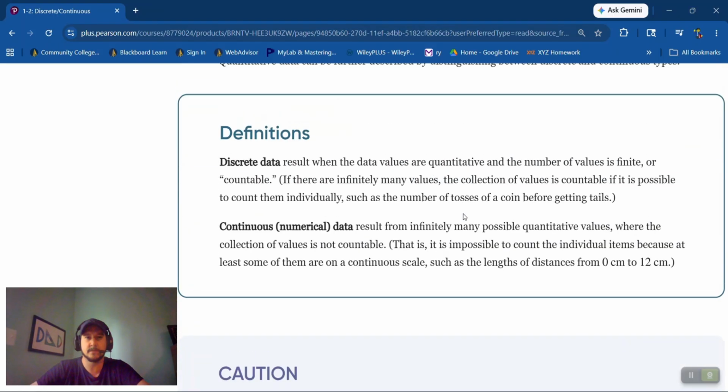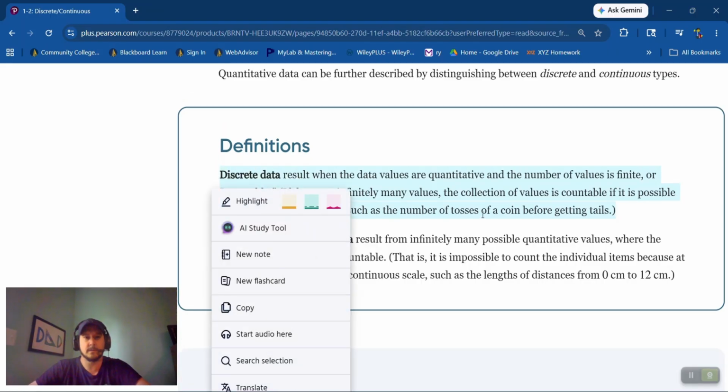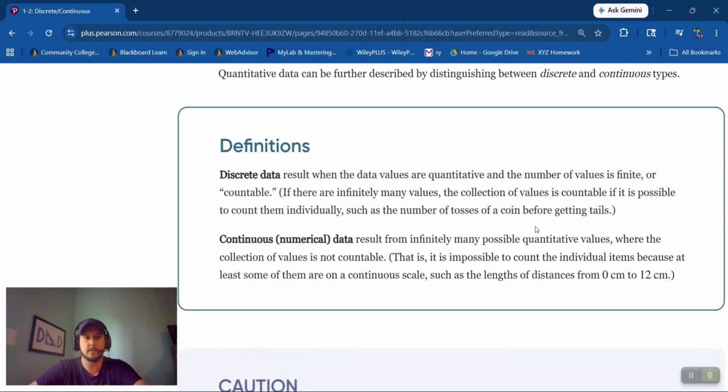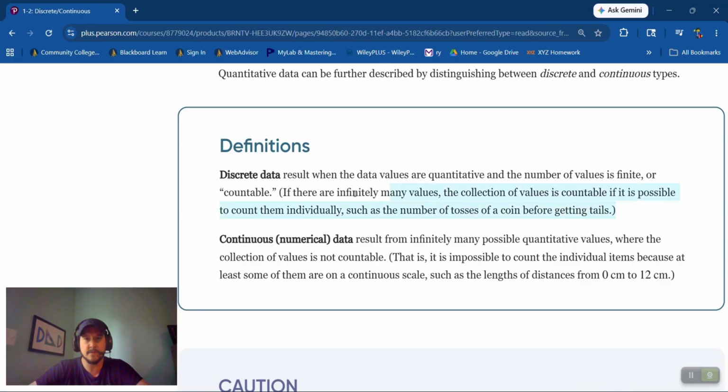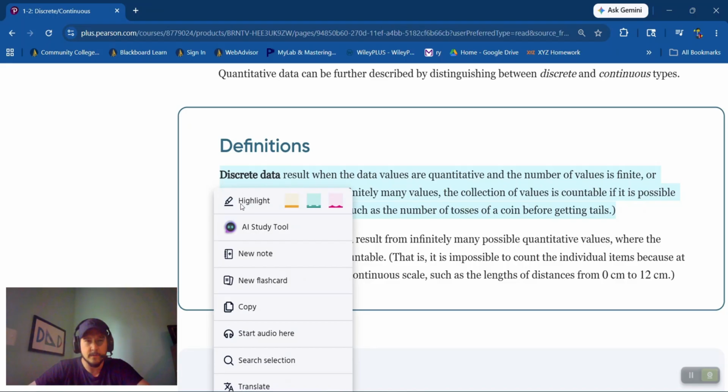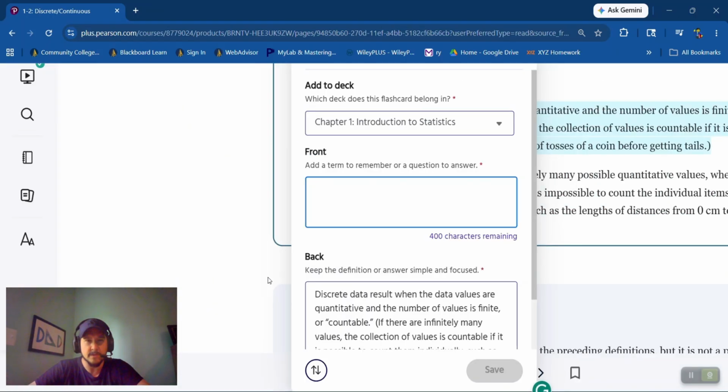Here we go. Well, I'll copy it. Yeah, let's just do this. Wait a minute. What just happened? Can do a new flashcard? Huh. Well, that's pretty neat.